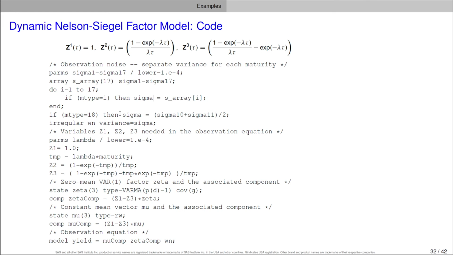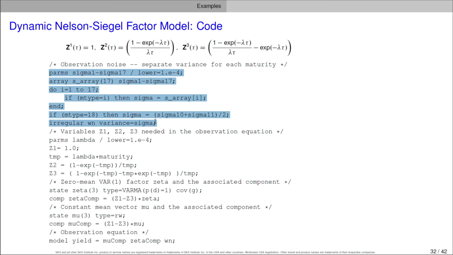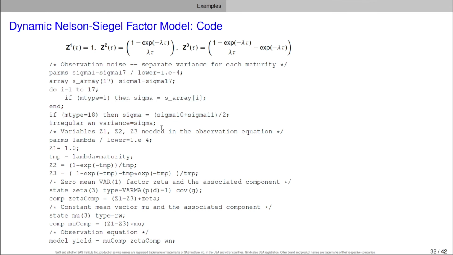So arbitrarily, we have assigned its variance to be the average of the bond with maturity 36 and the bond with maturity 48. These are the neighboring bonds around maturity 42. And so these statements create a white noise sequence with variances that change with maturity, not with time. They are invariant as far as time is concerned.